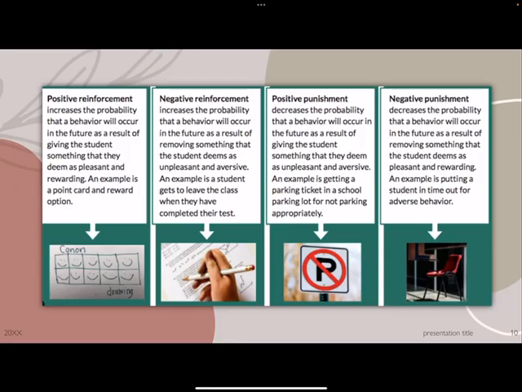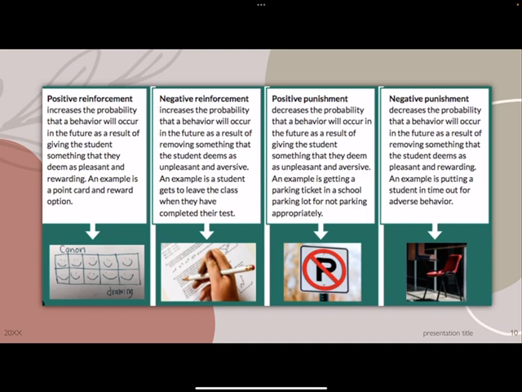However, this screen gives a couple examples of reasons why they're very different, which is why I wanted to hit on their definitions. Positive reinforcement, example: you're getting something in return for doing something good. Token economy. Negative reinforcement: a student gets to leave the class when their test is completed. Nothing necessarily wrong with that. However, if you don't finish your test, you don't get to leave.